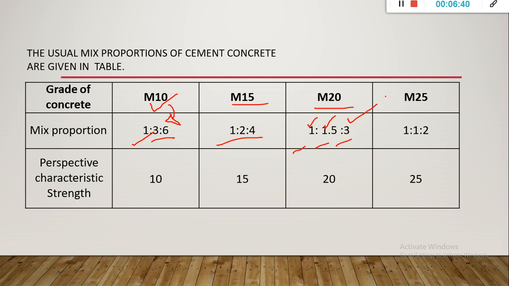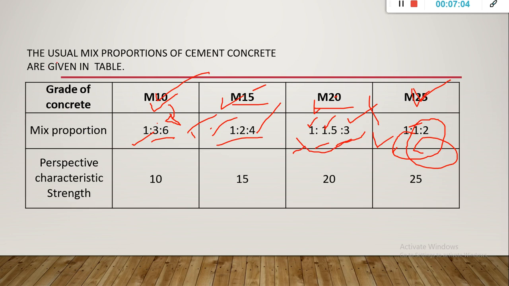Cement, sand and aggregate are the proportion. And M25, which we widely use nowadays, is 1 part cement, 1 part sand and 2 parts coarse aggregate. Okay, so the ratio is very important. M10 is 1:3:6, M15 is 1:2:4, M20 is 1:1.5:3, M25 is 1:1:2.